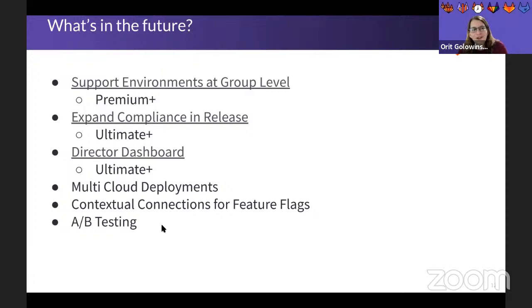What's next in the future? So we want to support a bunch of things on the group level. Here it says environments, but there's so many more things that we want to support on the group level, whether it's Door4, whether it's resource groups and so on. Expand compliance, have a director dashboard connected to Door4. As I mentioned, support multi-cloud deployments, and not only AWS, contextual connections, and A/B testing, which is also built on top of feature flags.